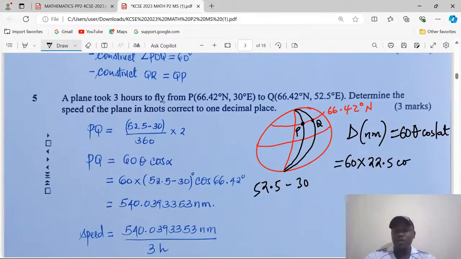Then multiplied by the cosine of the latitude. We are on latitude 66.42 degrees. So this is going to give us the distance: 60 multiplied by 22.5, then the cosine of 66.42. This gives us a distance of exactly 540.04.